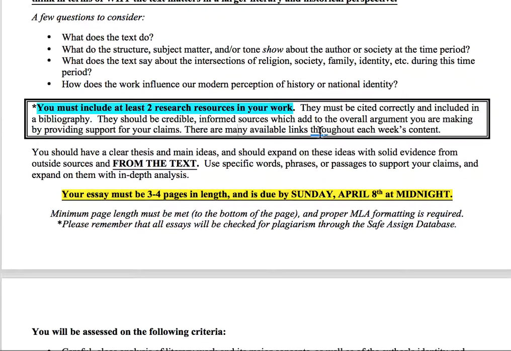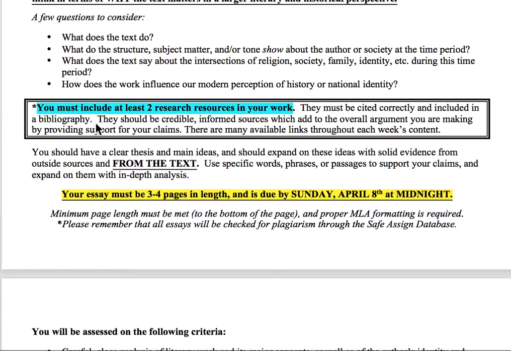Whichever text and focus you choose, you want to keep the argument very, very narrow, and you want to include 2 research sources in your work. I've given you guys a ton of links throughout the biographies that link off to credible sources. You can use any of these. You can use any of your own finding. Just make sure that you, A, cite them correctly in text and in a bibliography, and B, make sure that they are credible sources and that have solid foundational backing.